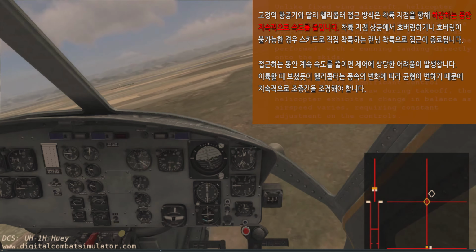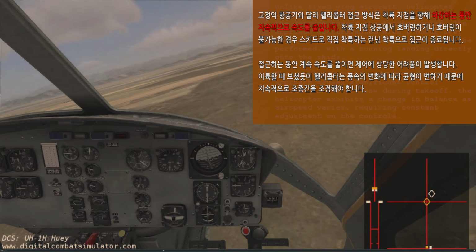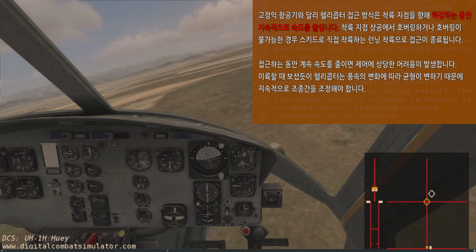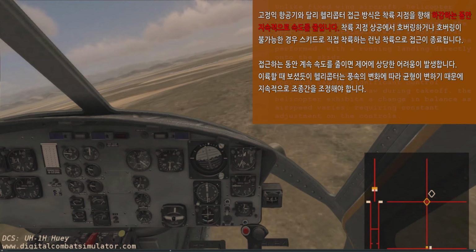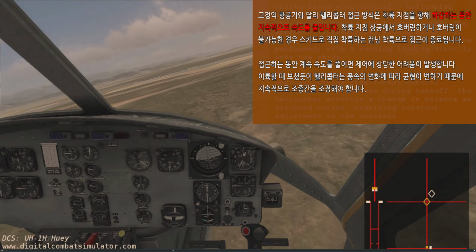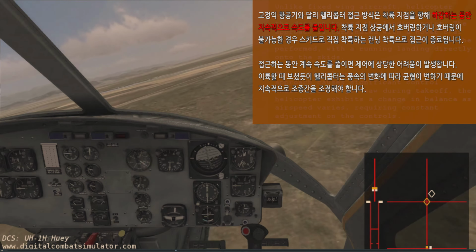The continual speed reduction during the approach causes significant control challenges. As you saw during takeoff, the helicopter exhibits a change in balance as airspeed varies, requiring constant adjustment on the controls.